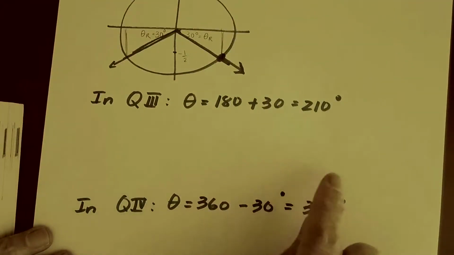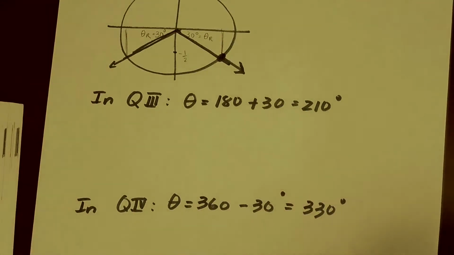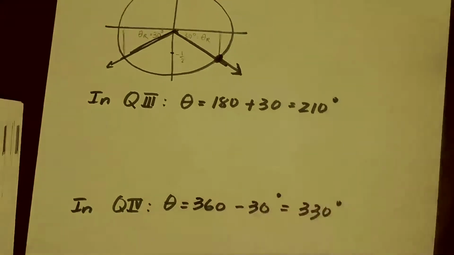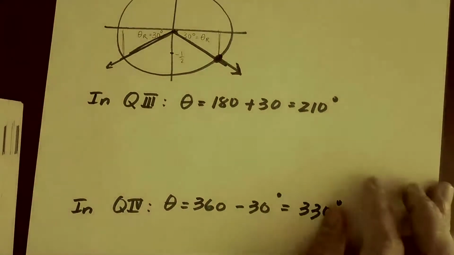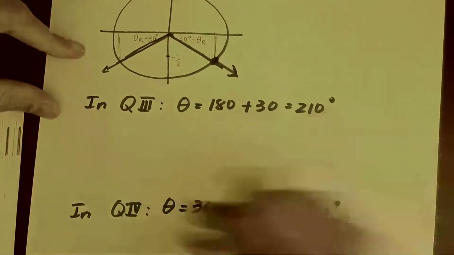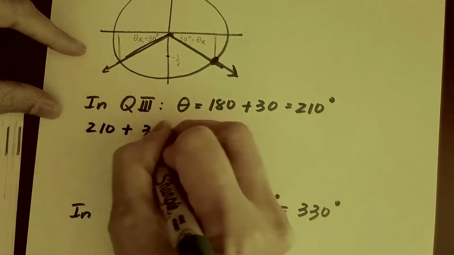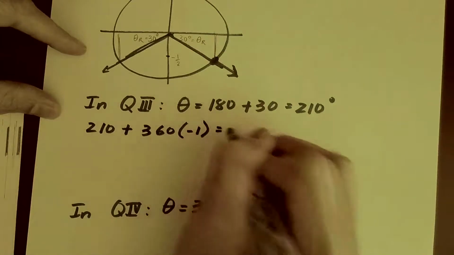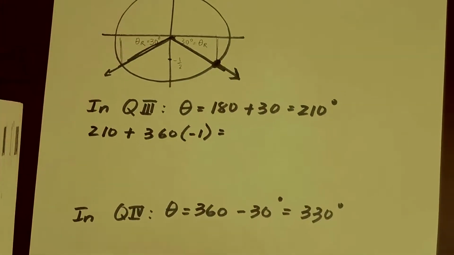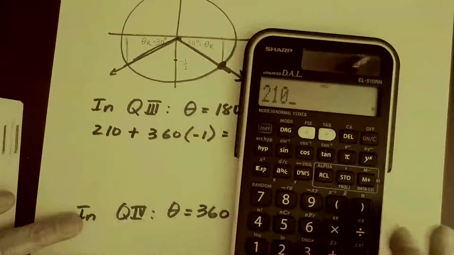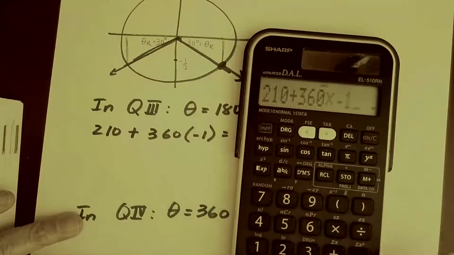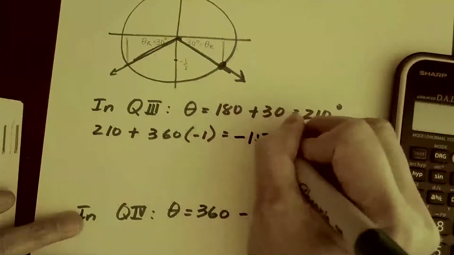Now, are there any other angles that are coterminal to these ones? So we're back to finding the coterminals. Coterminal for that 210 degrees. So let's go here. 210 degrees plus 360 times negative 1. Okay, where would that be? 210 plus, this is going to be negative 150 degrees.